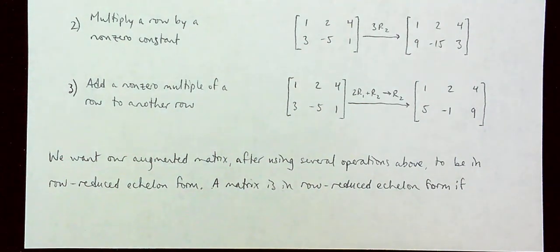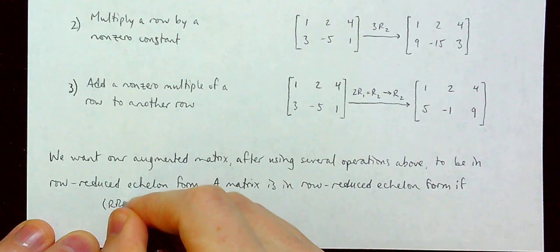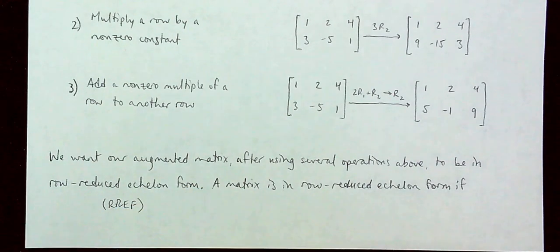We want, in the end, after using these elementary row operations however many times we may need to, we want our augmented matrix to be in what's called row-reduced echelon form, or for short, as you'll see it later on in the video, RREF. We say that for short because row reduced echelon form not only becomes a pain to write after writing it so many times, it also becomes a pain to say after saying it so many times. So what is this row reduced echelon form?